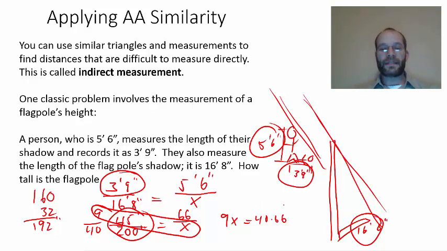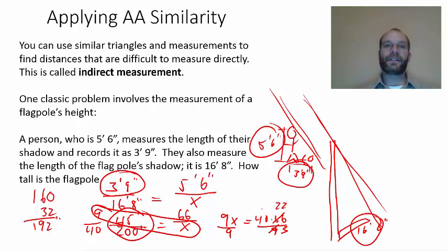At that point, we can begin to simplify. Divide both sides by 9. You can see there's a common factor of 3 in here. 3 goes into 66 22 times. I'm sorry, and it goes into 9 3 times. So we can reduce those. And now we have 22 times 40 divided by 3.